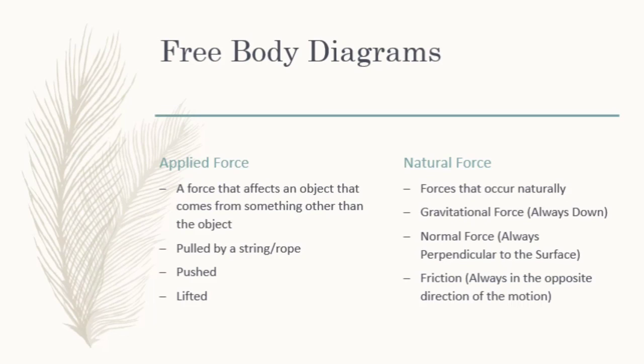Now we have natural forces that are going to occur naturally. You have gravitational force, which is always down. You have the normal force, which is always perpendicular to the surface. And you have friction, which is always in the opposite direction of the motion. Friction can come in the form of two surfaces rubbing against each other, or it could be air resistance, where air particles are pushing against whatever direction the object is moving. But friction is always in the opposite direction, no matter what type of friction you're talking about.